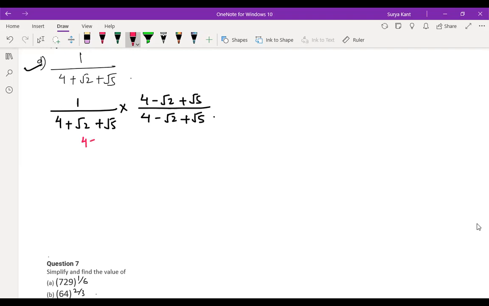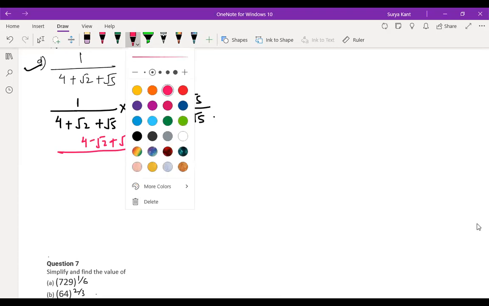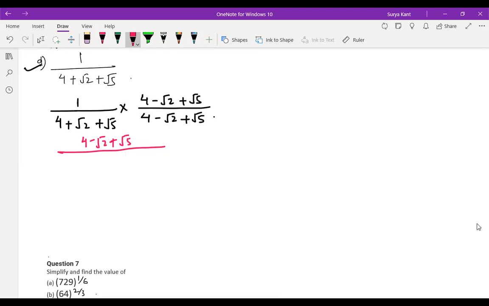So we get here 4 minus root 2 plus root 5 divided by. Sir, is it 4 minus square root 2 plus square root 5 by 19, sir? Yeah, maybe. Let me solve here. So 4 square minus root 2 plus root 5 whole square, right? But it will not come in this way, no? A square minus.